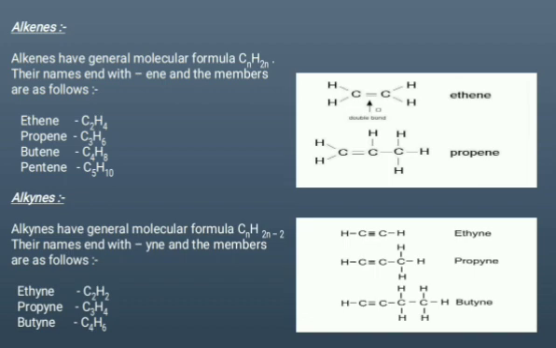Alkynes have the general molecular formula CnH2n-2. Their names end with the suffix yne and the members are as follows: ethyne, propyne and butyne. Here also, the successive members differ by only one carbon and two hydrogen atoms.